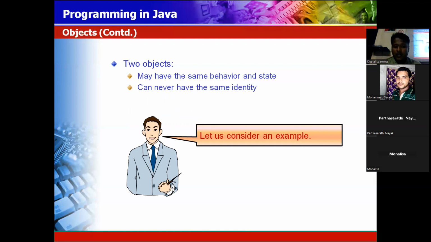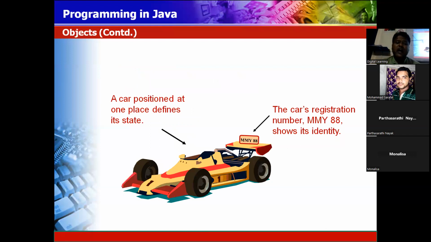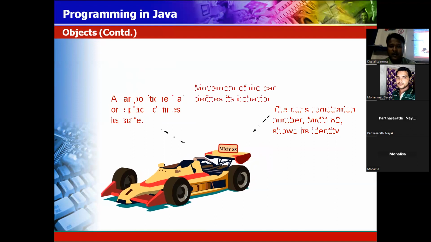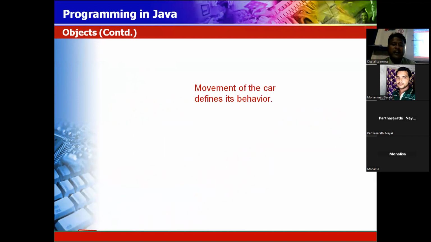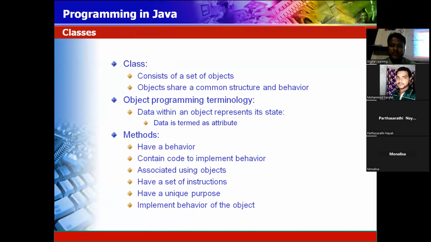Okay, a car's position at one place defines its state. The car registration number, that is called the identity. I have just given an example of the mobile phone. You purchase the same company mobile phone, but its serial number or IMEI number is different. Okay. When the car is moving, it defines its behavior.